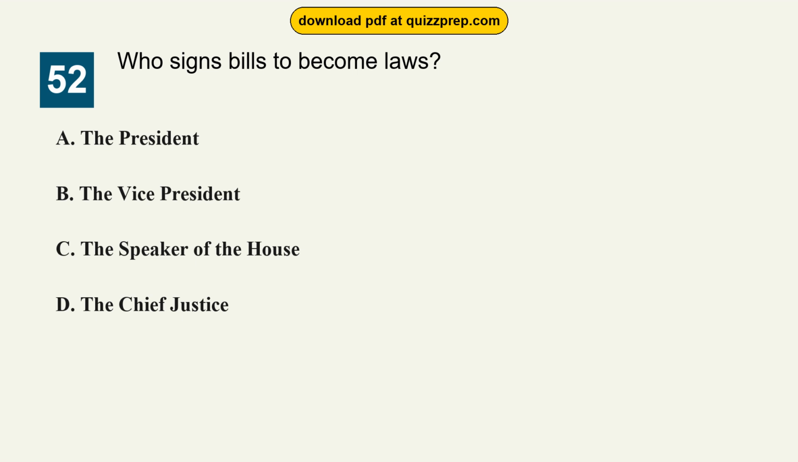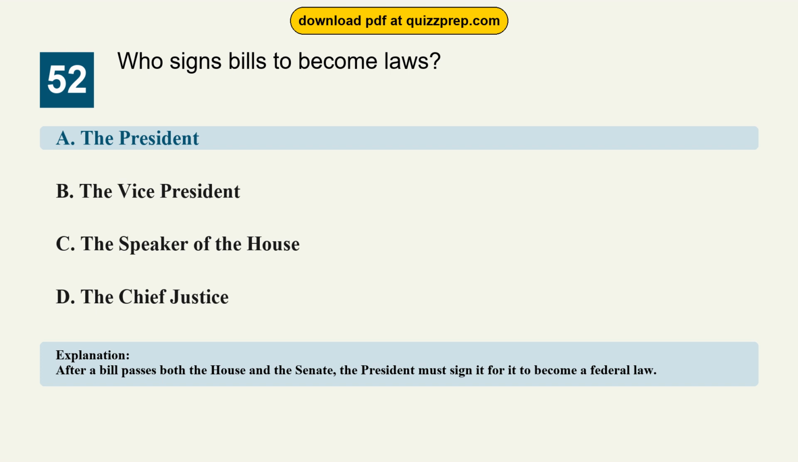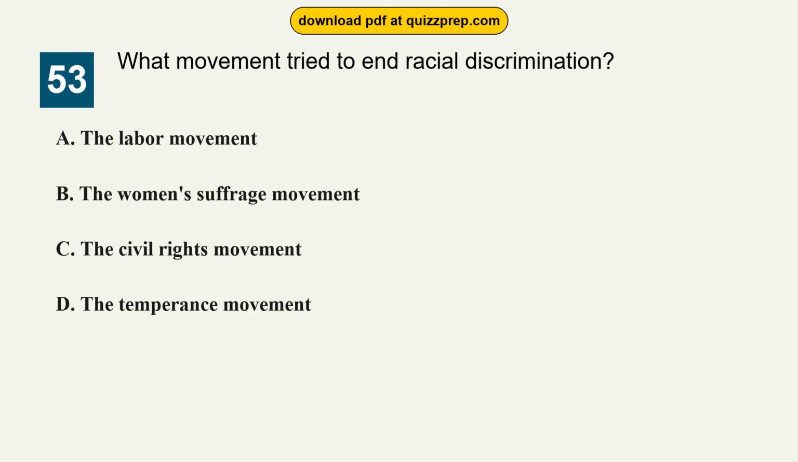Option A, the President. Option B, the Vice President. Option C, the Speaker of the House. Option D, the Chief Justice. The correct answer is option A, the President. After a bill passes both the House and the Senate, the President must sign it for it to become a federal law. Question 53. What movement tried to end racial discrimination?